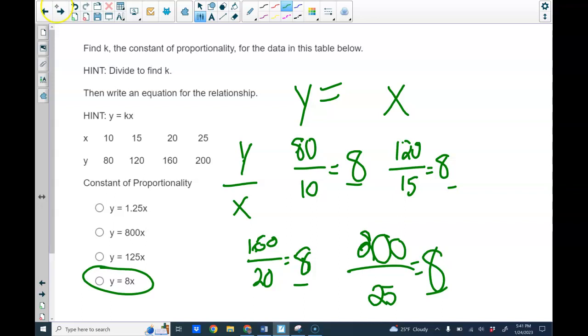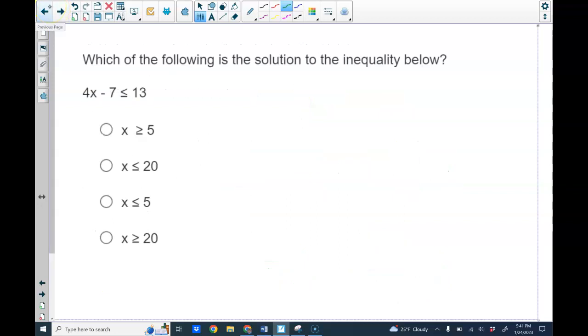All right, I think we're on number 8 now. So which of the following is the solution for the inequality below? So this is pretty much as hard as it gets. So I'm going to write it over here so I have some more room. So I have 4x minus 7 is less than or equal to 13. Okay, so two-step problem. And like I said, pretty much as hard as it gets here.